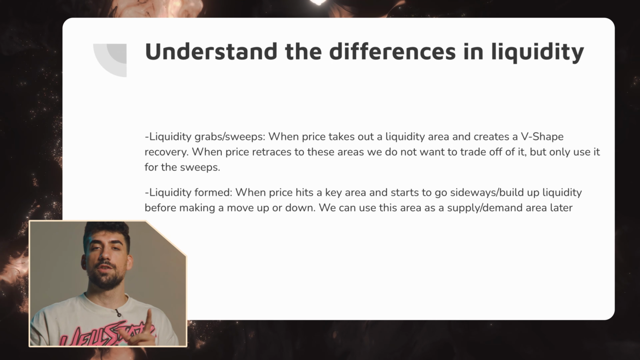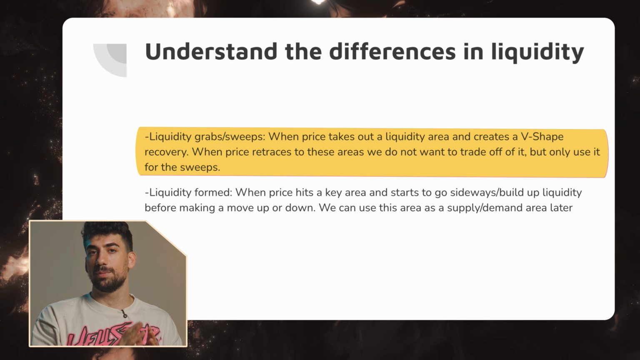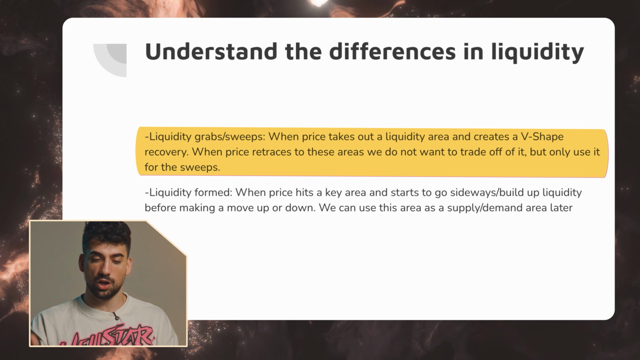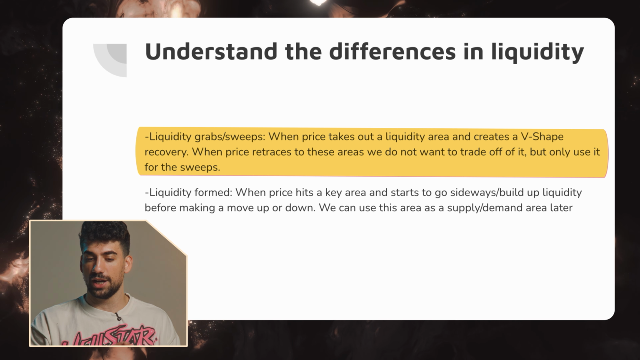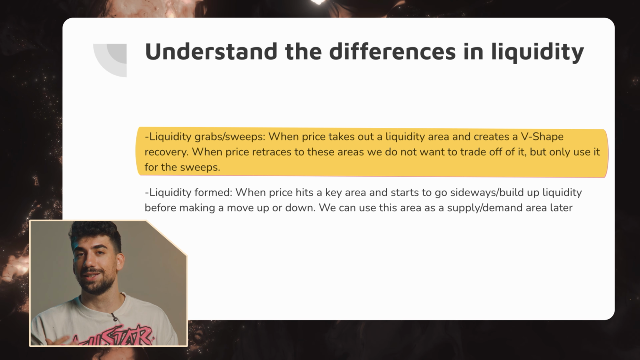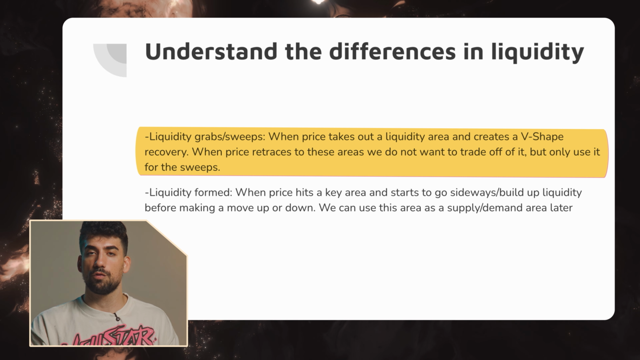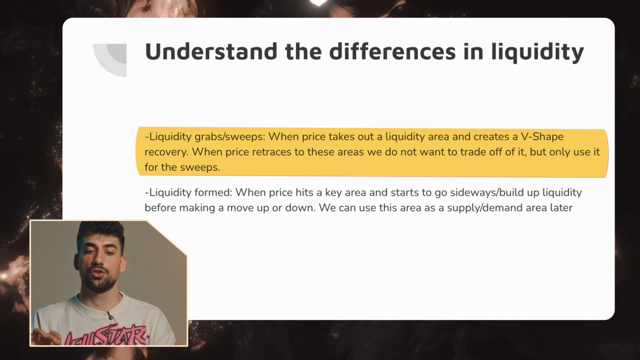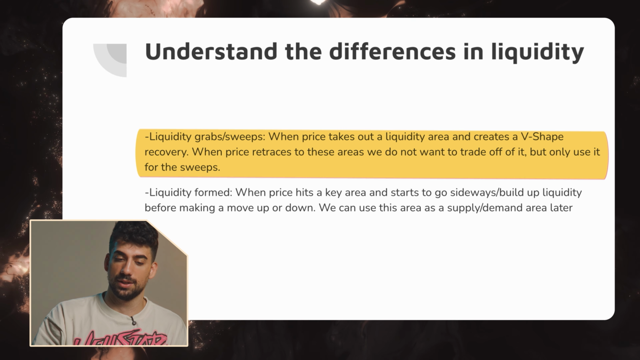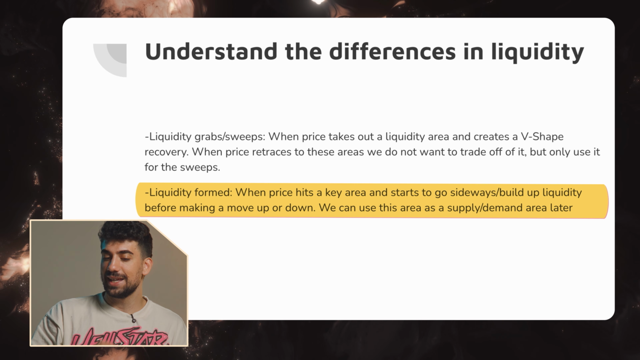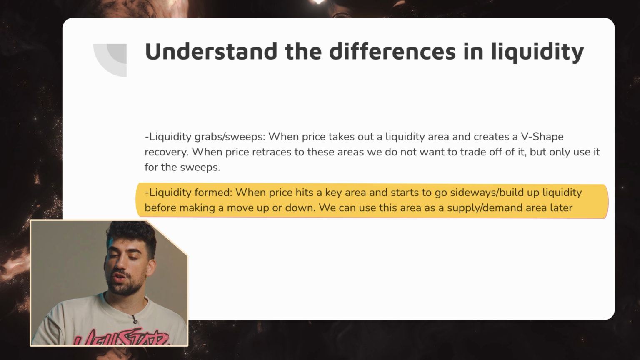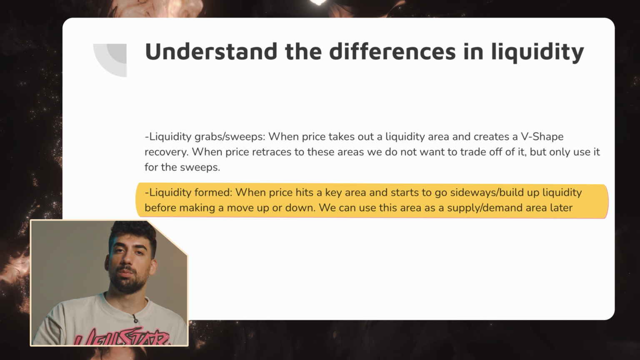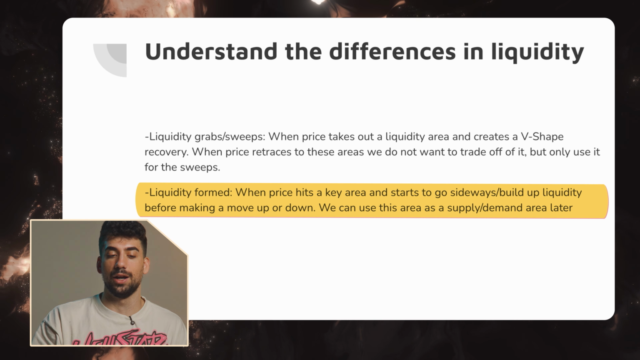We need to understand the difference in liquidity. Liquidity grabs/sweeps: when price takes out a liquidity area and creates a V-shaped recovery. When price retraces to these areas, we do not want to trade off of it. It is very dangerous, but only use it for the sweep to then find a confluence entry to continue that trend after the sweep happens. Liquidity forms when price hits a key area and starts to go sideways/build up liquidity before making a move. You can imagine this as a supply area or a demand area later on.